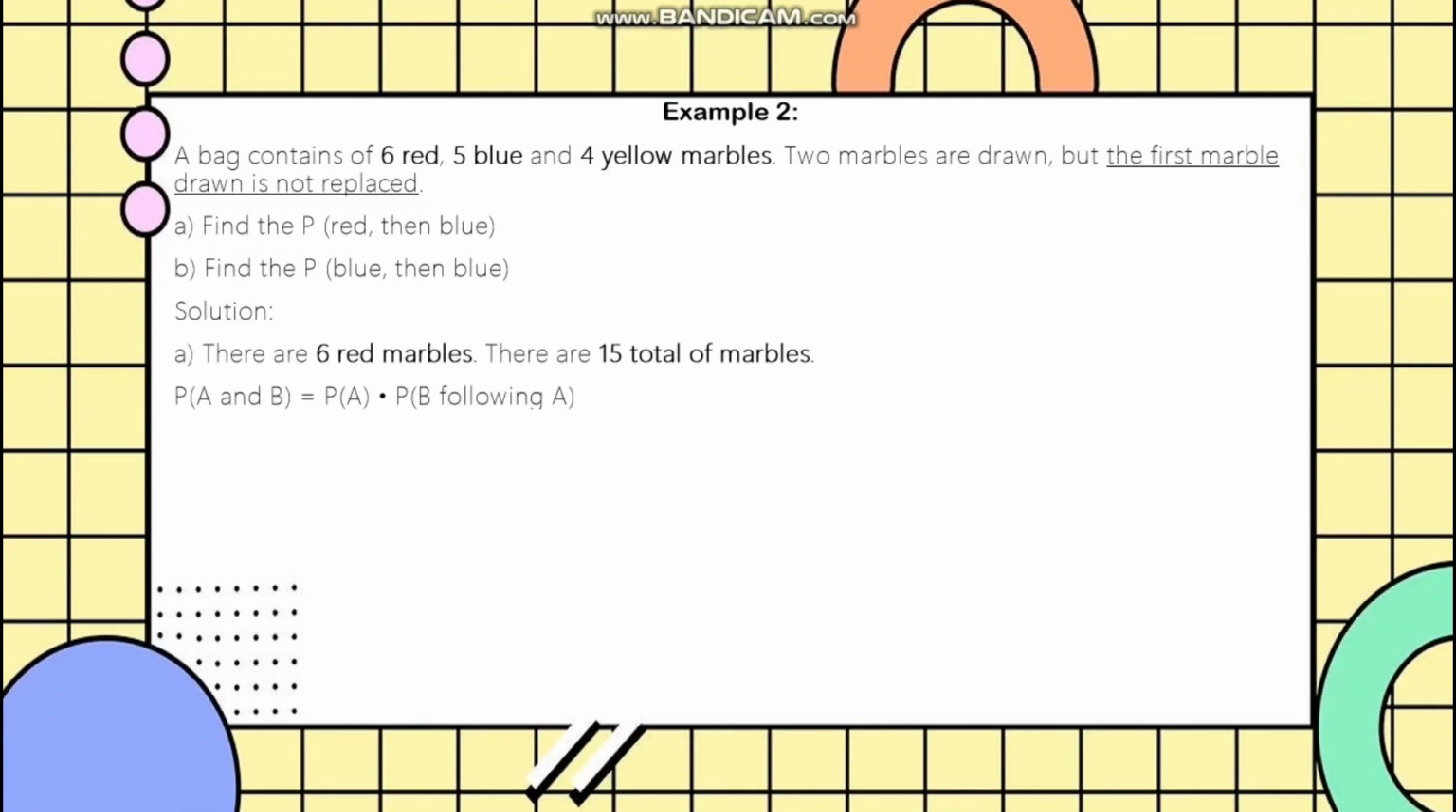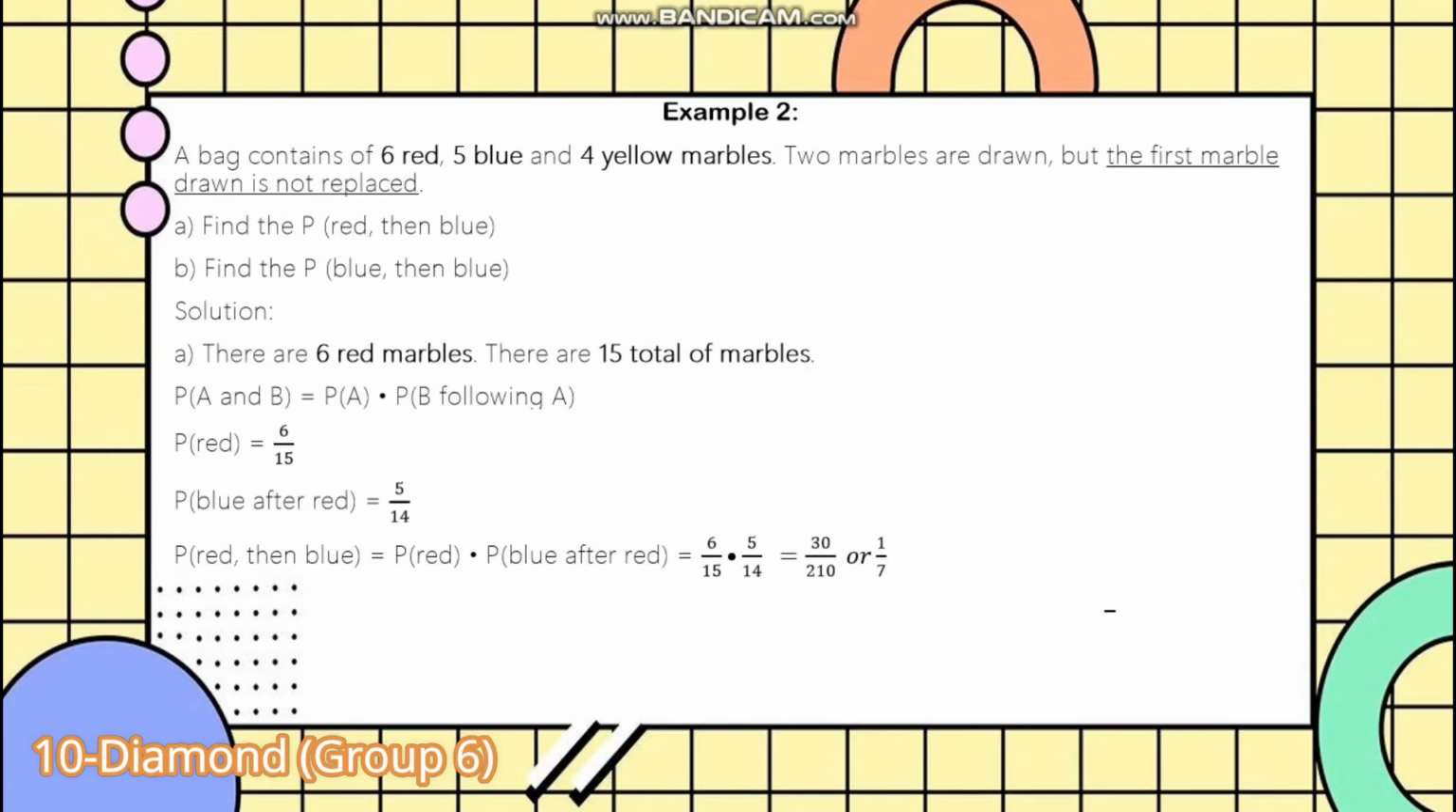A. Probability of getting red is equal to 6 over 15 because there are 6 red marbles and a total of 15 marbles. Then, probability of getting blue after red, which is equal to 5 over 14. Both numbers were derived from the probability of red, but one is subtracted because the first marble is already taken. Lastly, the probability of red, then blue, which is equal to 6 over 15 times 5 over 14, which is equal to 30 over 210 or 1 over 7 if simplified.